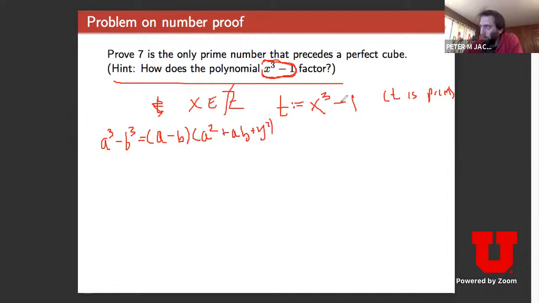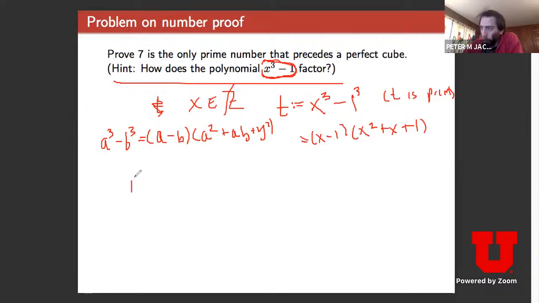Okay, so here we have a difference of cubes because 1 is a cube. So that means that we can write this as x minus 1 times x squared plus x plus 1. All right, so we've just found a factorization for t, and the claim is that t is prime. So this means that one of two things must be true.